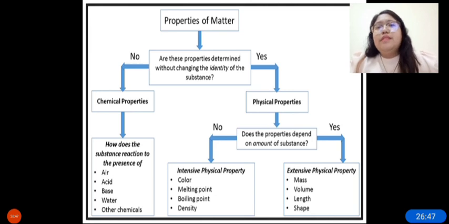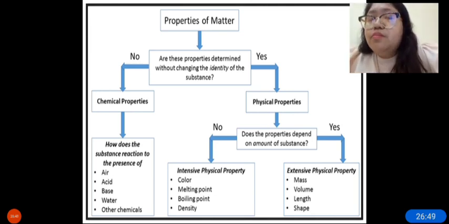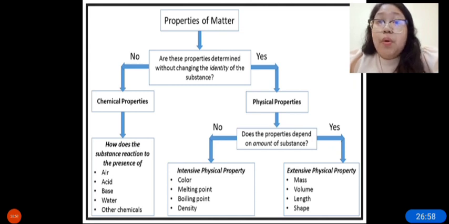Now, look at this other image. We have properties of matter, and here is the question: are these properties determined without changing the identity of the substance? If your answer is no, then it is classified as a chemical property. Another example, how does a substance react to the presence of air, acid, base, water, or other chemicals? On the other hand, if your answer is yes, then it could refer to physical properties.